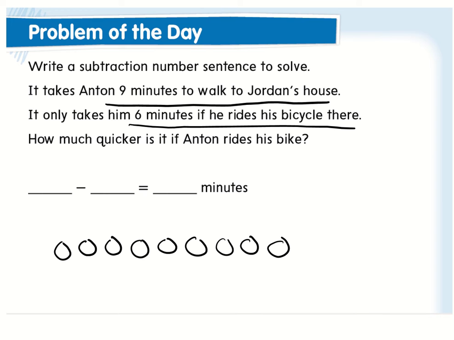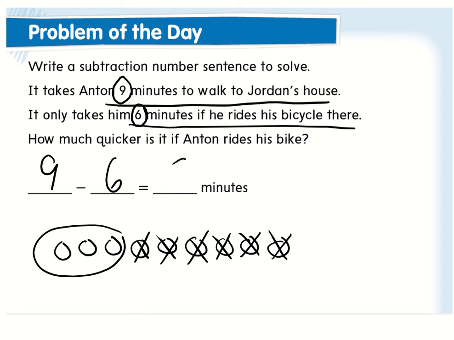Am I putting these two numbers together, 9 and 6? Or am I trying to find the difference like we talked about earlier? I'm pretty sure I'm trying to find the difference because it says how much quicker is it if Anton rides his bike. So if it takes him 9 minutes to walk, 6 minutes to ride his bike, we need to find the difference here. So if I start with 9, I'm going to take 6 of these away. So I have 1, 2, 3, 4, 5, and 6. Start with 9, took 6 away, and I'm left with 3. It's actually 3 minutes quicker if Anton were to ride his bike instead of walking there.